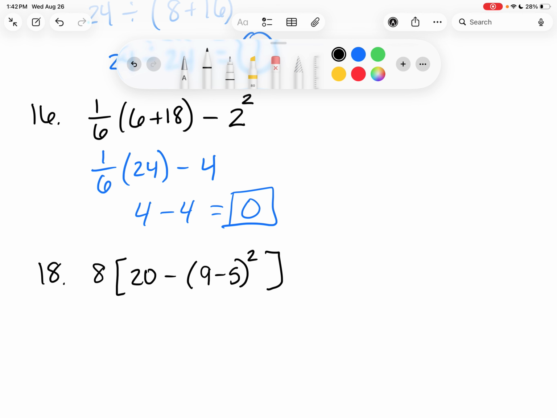So always work outside first and then in. So I have the big bracket. Then I'm going to go to what's the next thing? Well, that would be the parentheses inside. So start with the parentheses inside the bracket and work from there. So take a second and try that one.